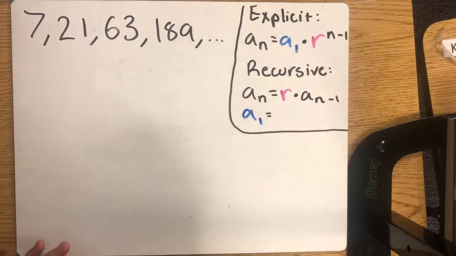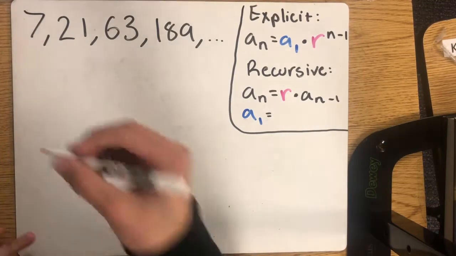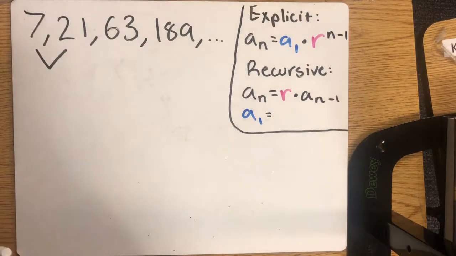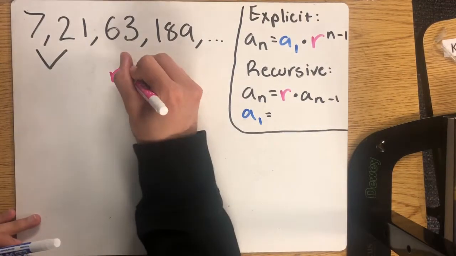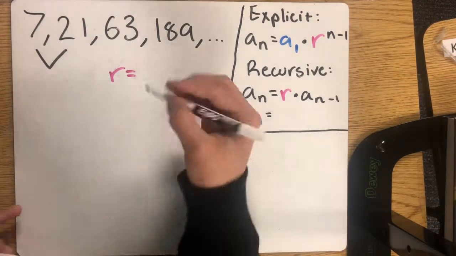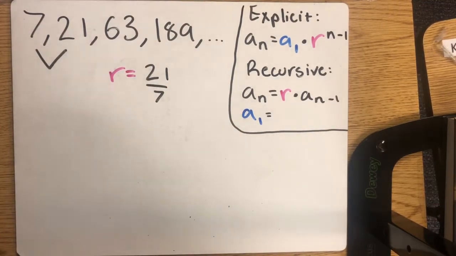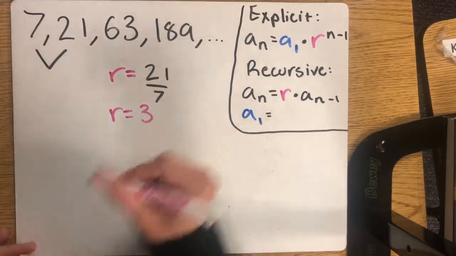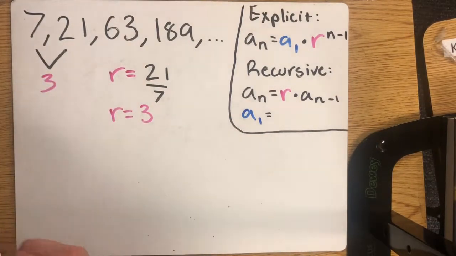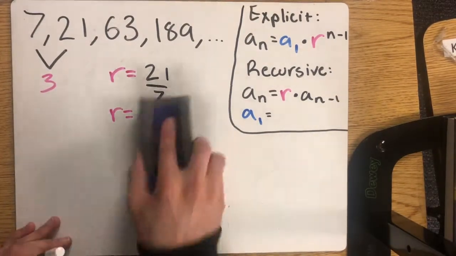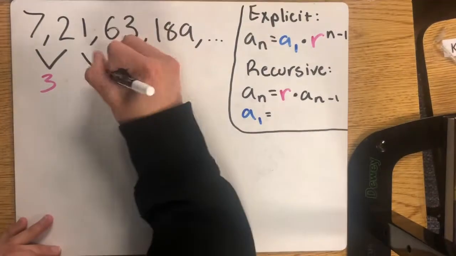Our geometric sequence for today is 7, 21, 63, and 189. To find the common ratio, you can make a factor tree, and if all the numbers match, then that is your common ratio. In order to get the explicit and recursive formulas, you need the common ratio, which in this case is 3.